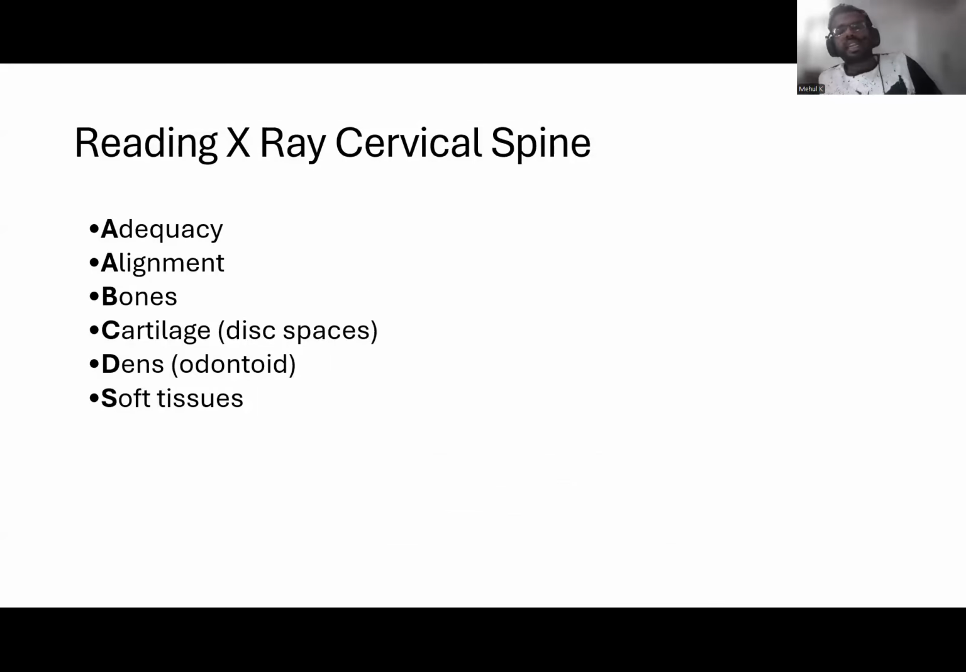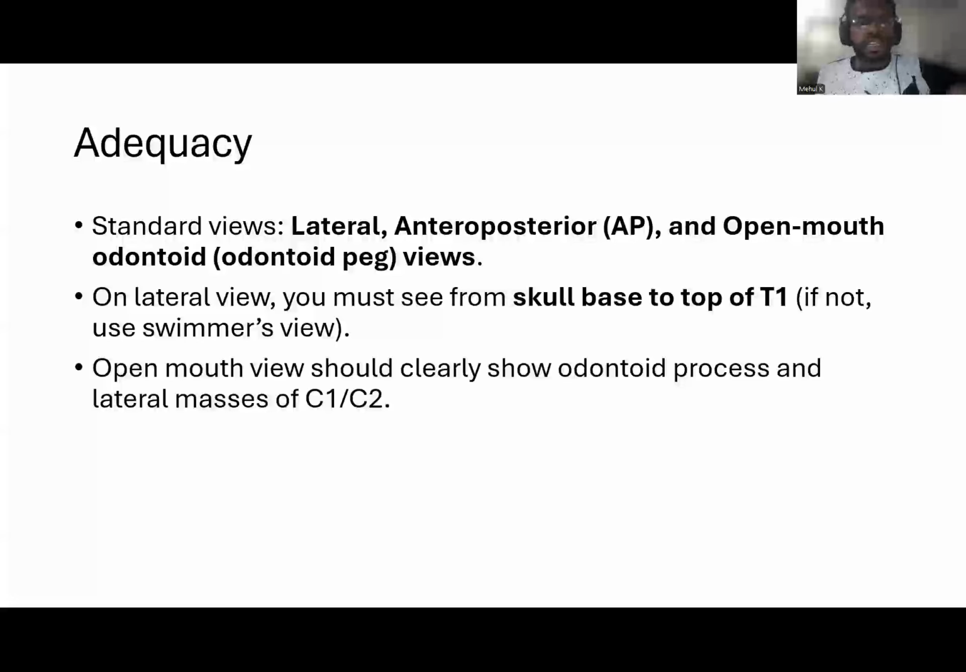Now coming to reading X-rays, as well as to some degree CT spine, there is a mnemonic that will help you, which is ABCDS. So A is for adequacy. It has to go from the skull base to the top of T1. And if you're doing an open mouth view, it has to show your odontoid process and the lateral masses of C1.